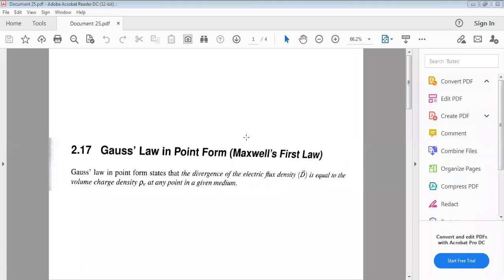Okay, the next concept is Gauss law in point form. Gauss law in point form is Maxwell's first equation. Actually, four types of equations are there. Gauss law in point form is considered as Maxwell's first equation.